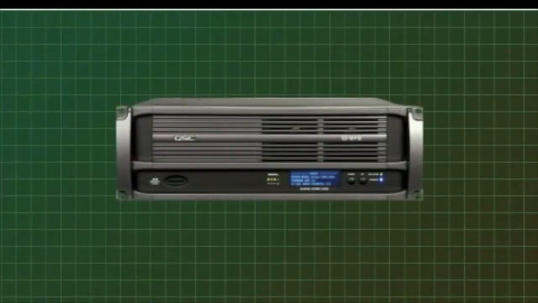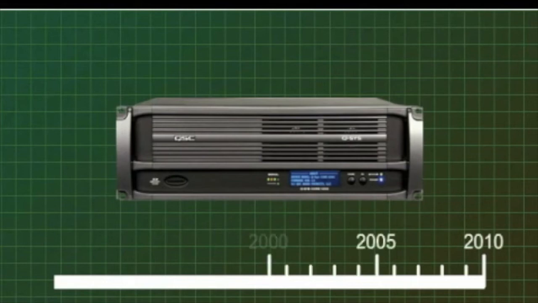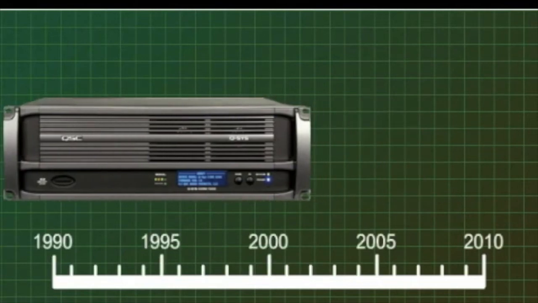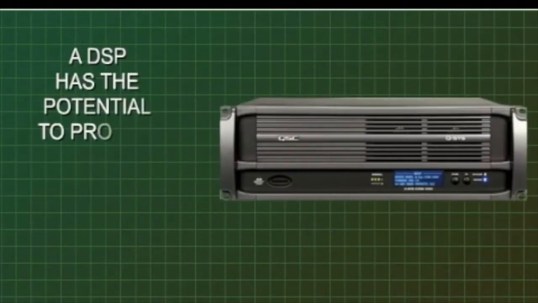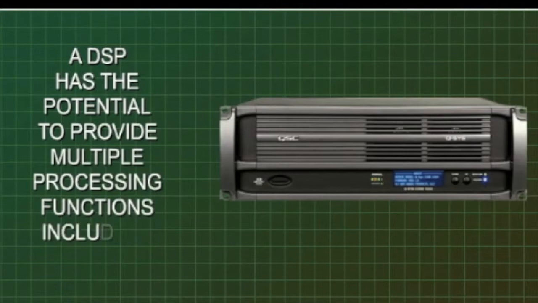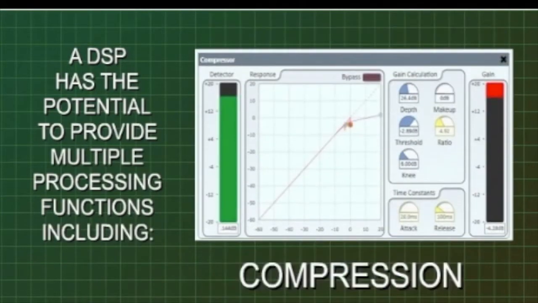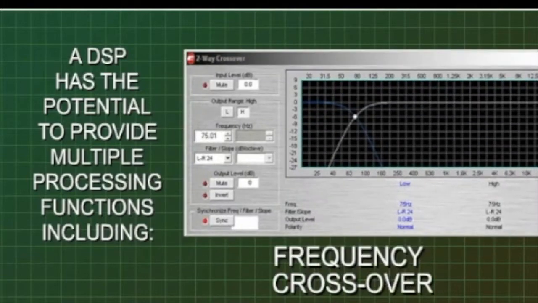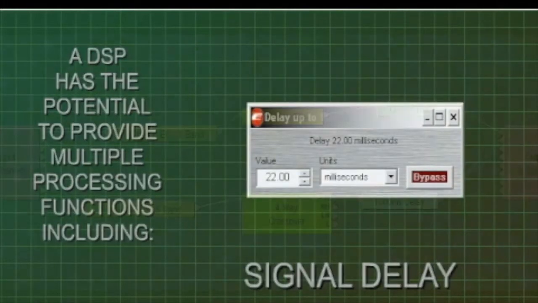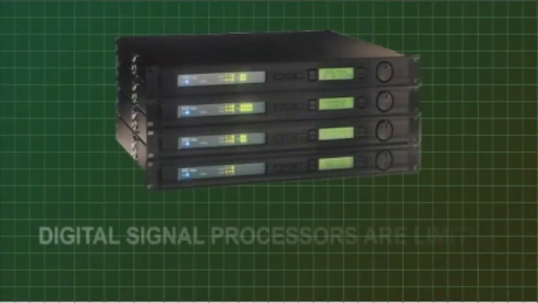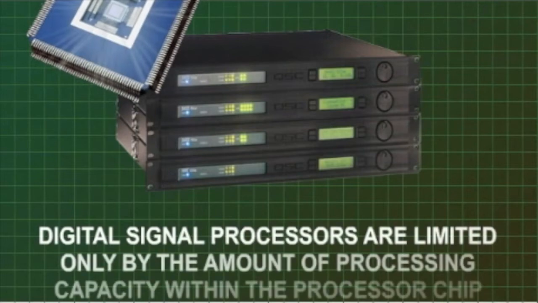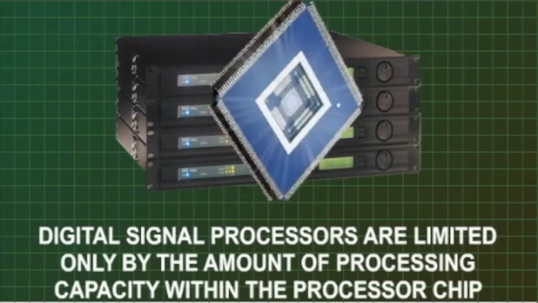Digital signal processors have become a new standard in the world of audio in the past 20 years. A single DSP can replace an entire rack of analog signal processors. A DSP has the potential to provide multiple processing functions, including equalization, compression, limiting, frequency crossover, and signal delay on multiple signal paths simultaneously. Digital signal processors are limited only by the amount of processing capacity within the processor chip.